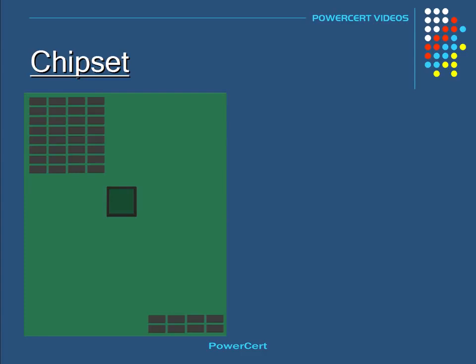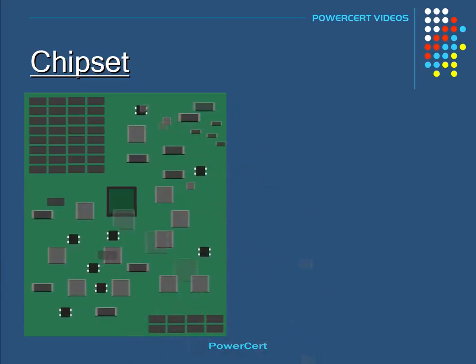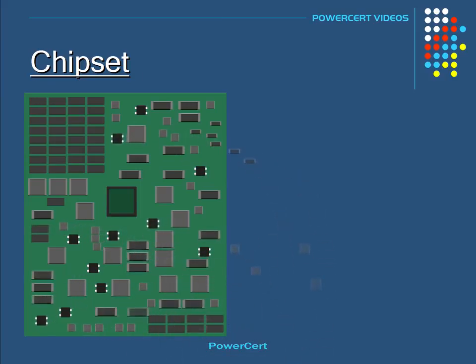One of the main and one of the most important components you'll find on a motherboard is the chipset. Older motherboards were designed with a lot of different chips scattered all over the motherboard. There were chips for different things, like chips for bus controllers, memory controllers, keyboard controllers, and so on. So they had a lot of different chips controlling different functions on the motherboard.